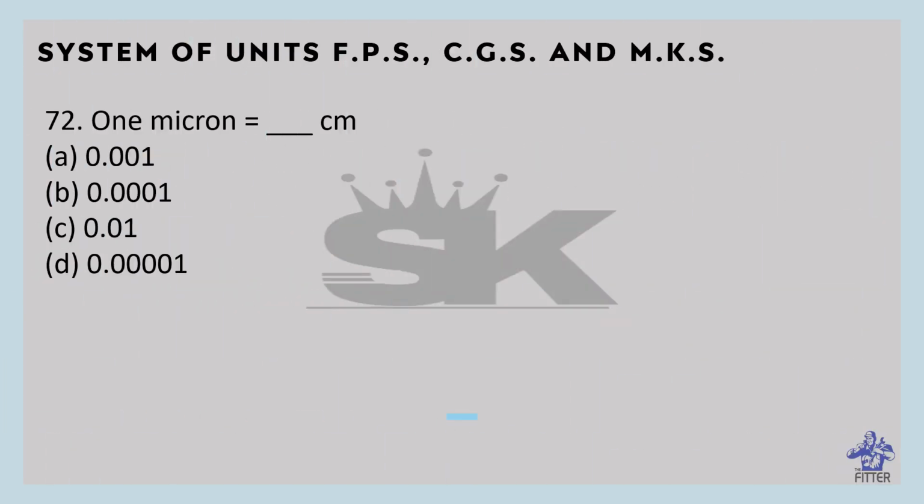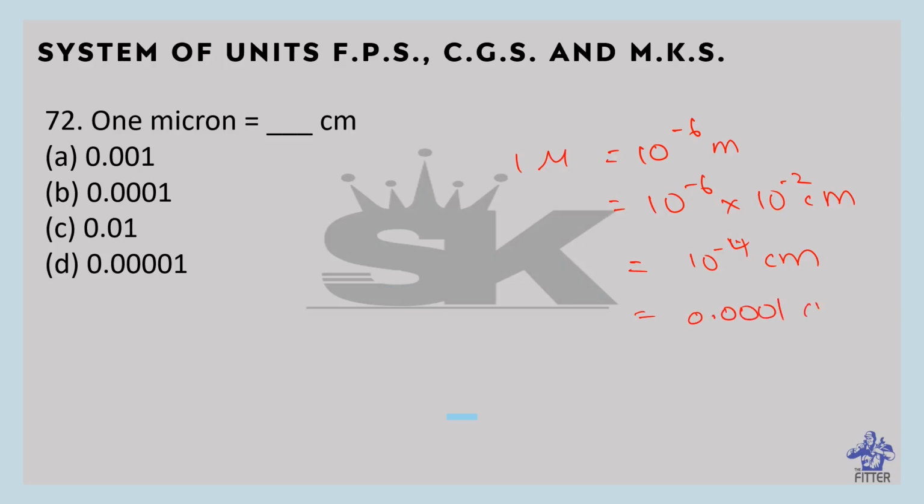1 micron equals how many centimeters? 1 micron equals 10 to the power of minus 6 meters, right? So 10 to the power of minus 6 into 10 to the power of minus 2 centimeters. So 10 to the power of minus 4 centimeters is the answer, that is 0.0001 centimeter. Option B.